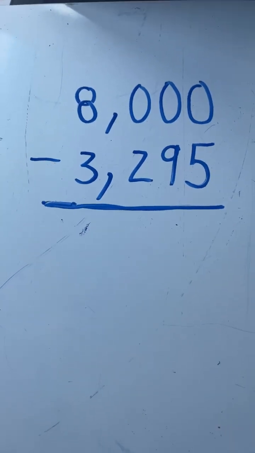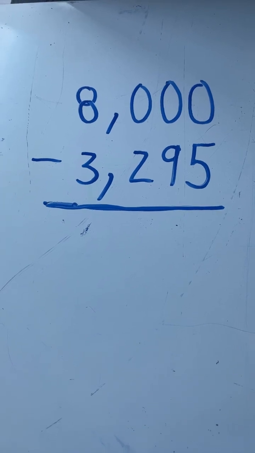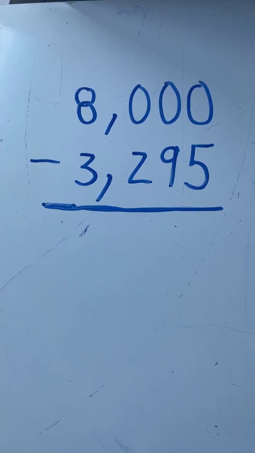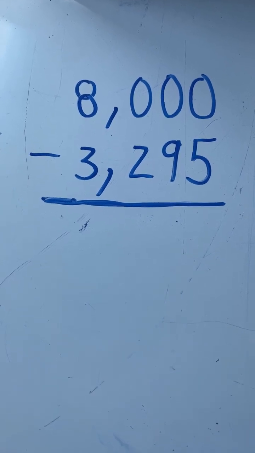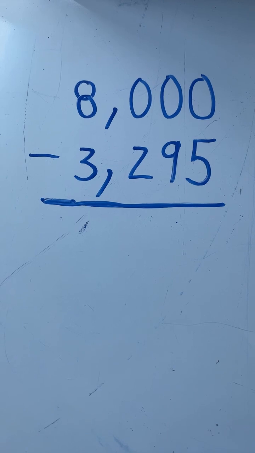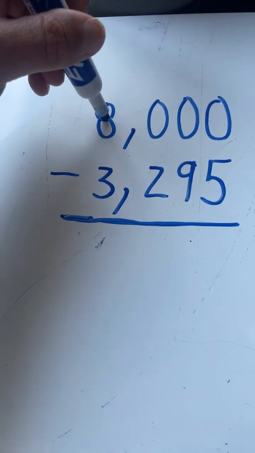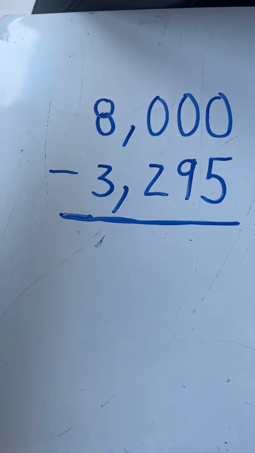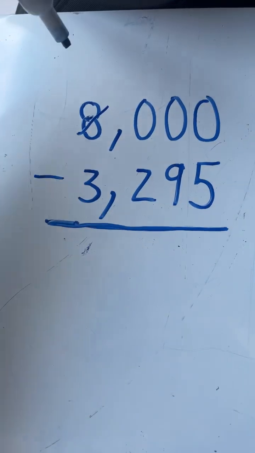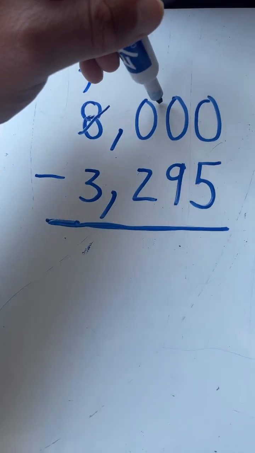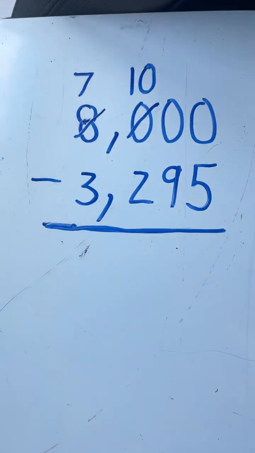So the second example is actually going to require even more regrouping. 2 is bigger than 0, 9 is bigger than 0, 5 is bigger than 0, so we're going to need to regroup in the ones, tens, and hundreds place. So we're going to start in the thousands place because that is the one area where regrouping is not needed. We're going to take away 1 from the thousands place. It's going to become a 7, then we're going to add 10 to the hundreds place. 0 becomes a 10.